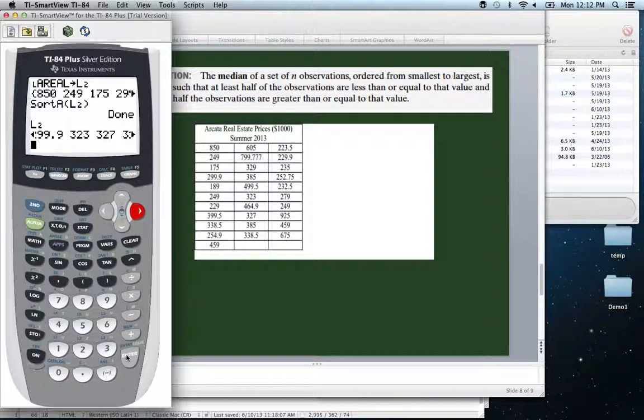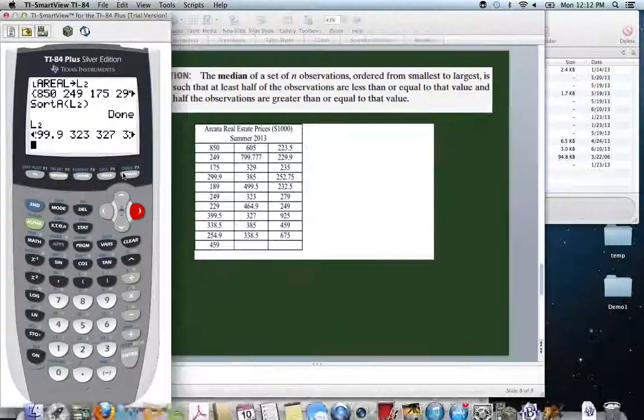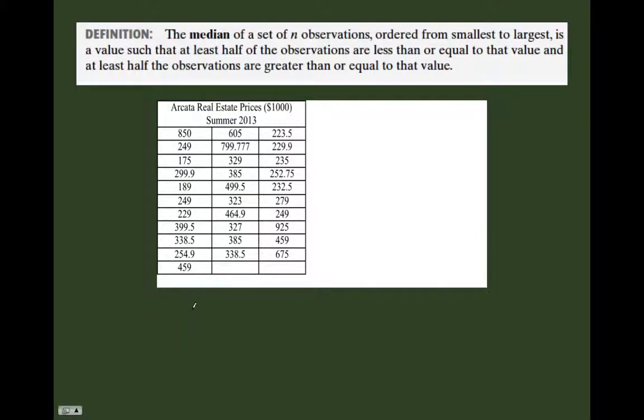327 is the middle one. There are 15 data values below and 15 above, therefore 327 is the median. What is the median? I already forgot. The median is, what did we say it was? 327. All right, so the median is 327.